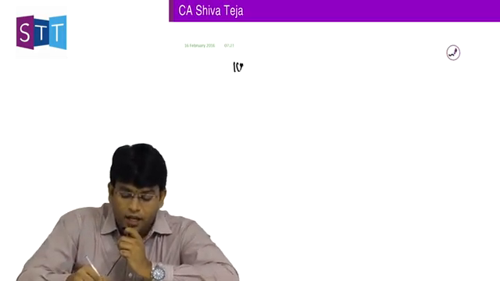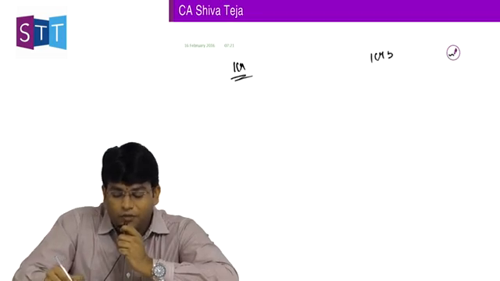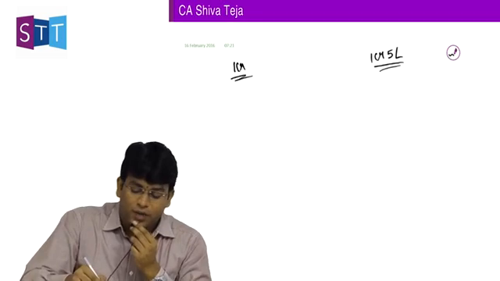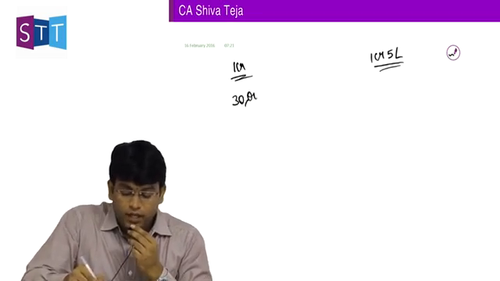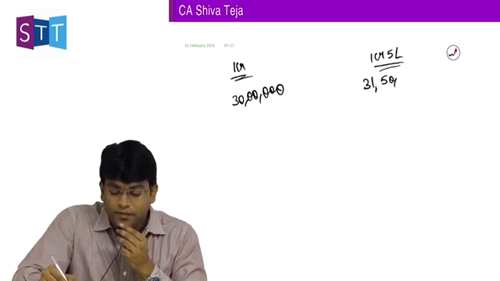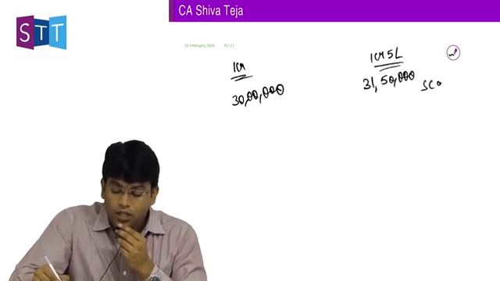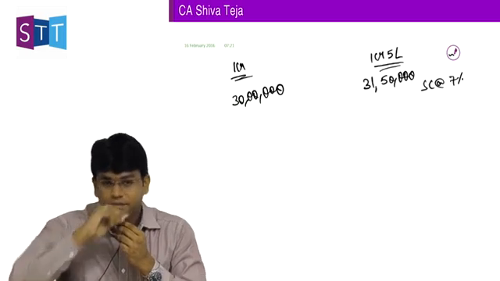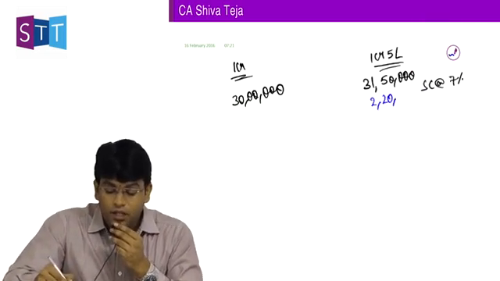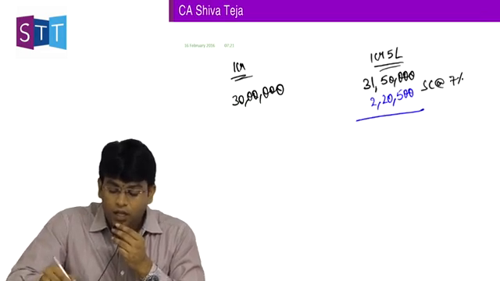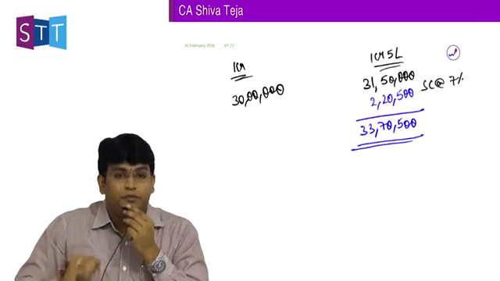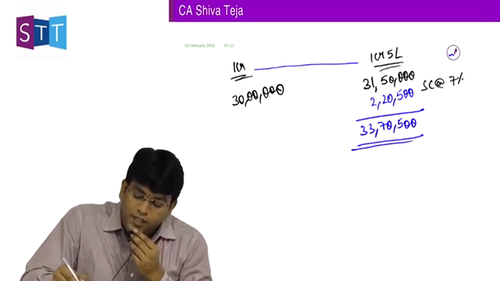Let's take a case where it is 1 crore and 1 crore 5 lakhs. If it is 1 crore, what is the tax? 30 lakhs. If it is 1 crore 5 lakhs, it will come to 31 lakhs 50,000. Then surcharge at 7%. How much will it be? Tell me, please. 2,20,500. Please tell me the total. 33,70,500. Tell me, friends, what is the difference between these two?